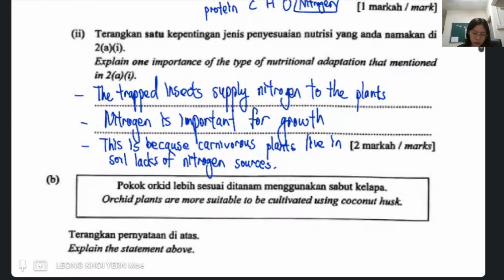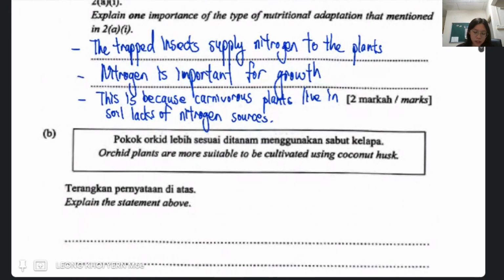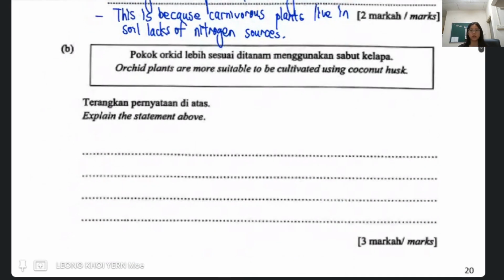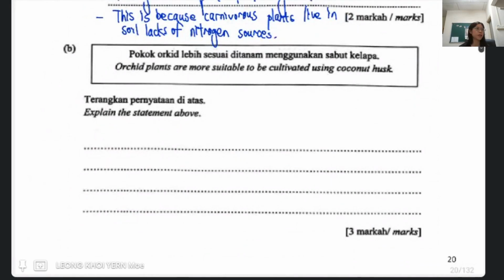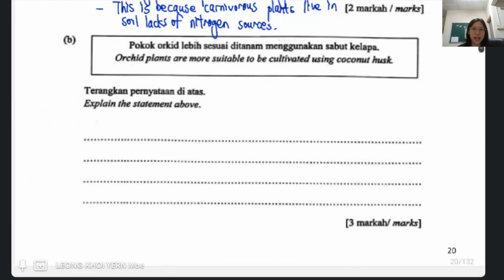And now let's continue to this statement. Orchid plants are more suitable to be cultivated using coconut husk. This type of coconut husk question has been coming up since a very long time ago. I have seen this question in KVSM, and even though it is rare and I can't really recall if it is mentioned in the textbook, we still have to at least know what the coconut husk does for this orchid plant. So why is coconut husk so good?